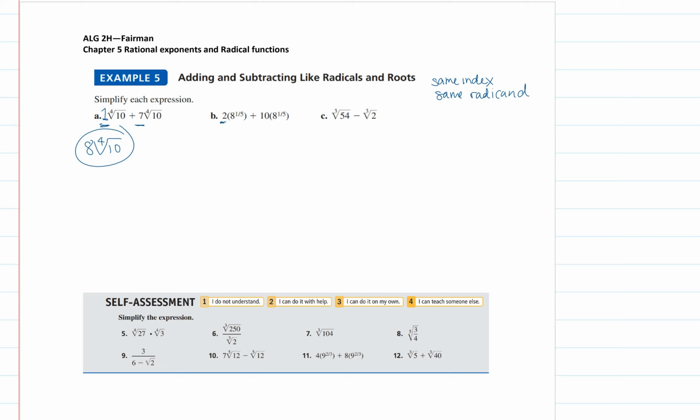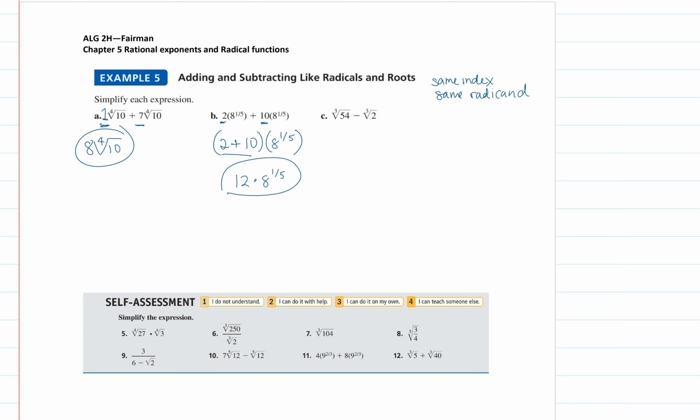Same thing in part B, we have 2 times 8 to the 1/5, and we have 10 times 8 to the 1/5. If you think about it, we could GCF the 8 to the 1/5, and we'd have 2 plus 10 times 8 to the 1/5. And we can go ahead and perform this math. So we just get 12 times 8 to the 1/5.